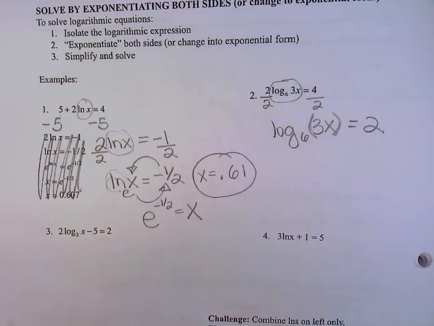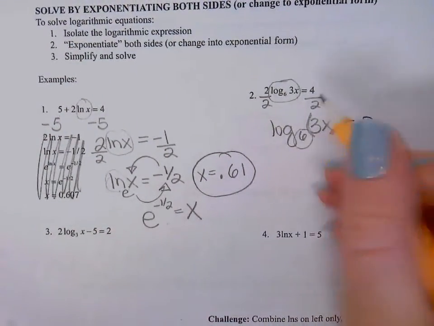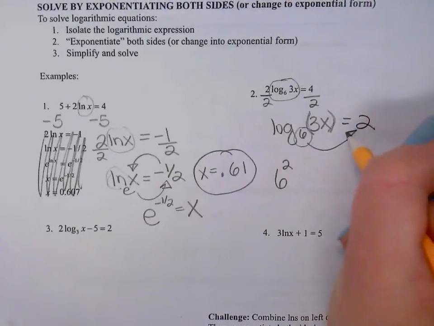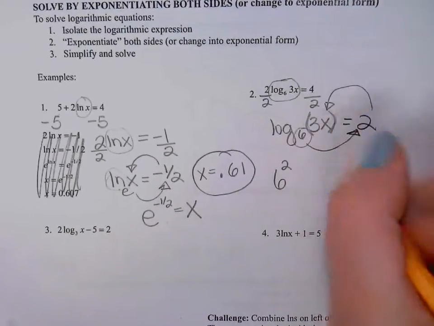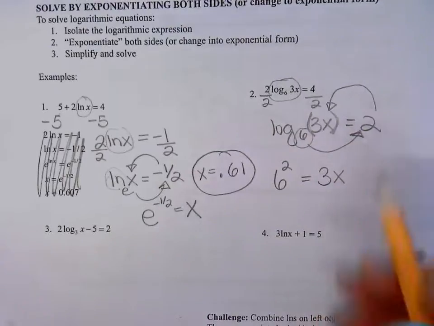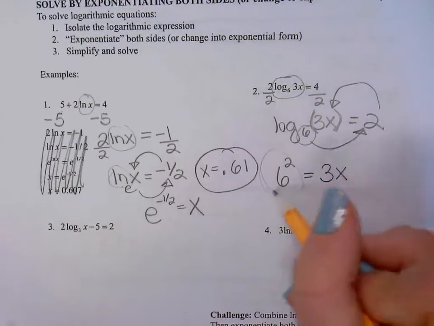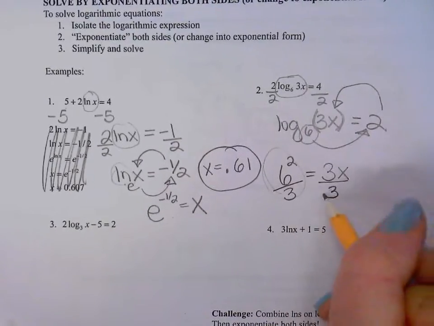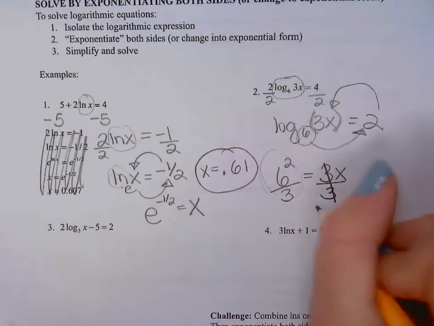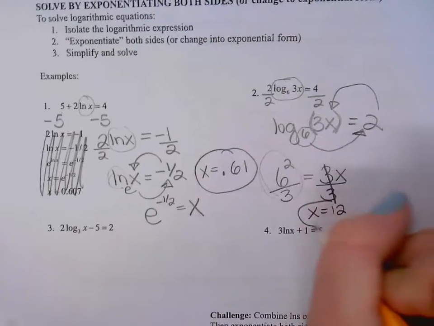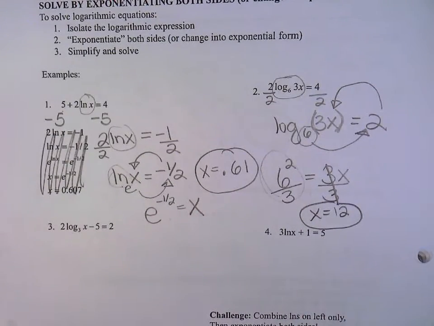This one's actually going to be mental math. I should not need a calculator. 6 is the base, 2 is the power, and the answer is 3x. And I think you should know 36 divided by 3 in your head, right? What is 36 divided by 3? 12. So that was actually, didn't need a calculator, just needed the skill of changing forms.